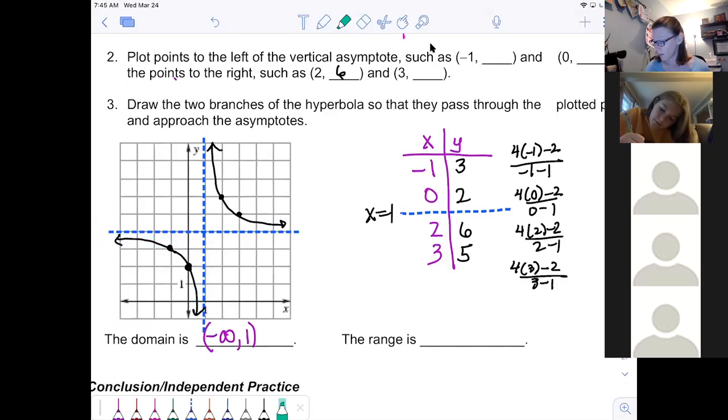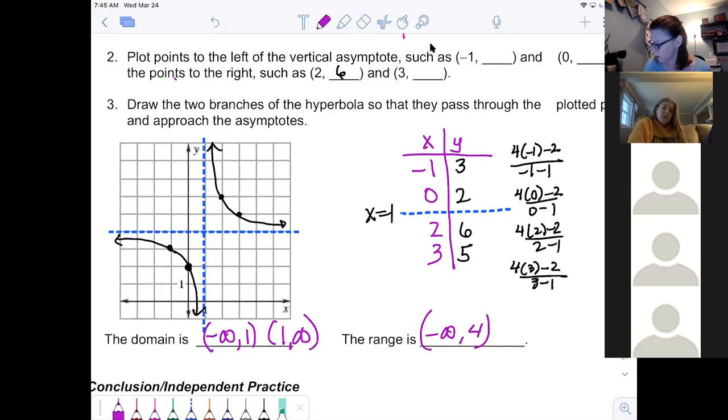And then if I get the other branch, it's starting at +1 and it curves forever to positive infinity. So from 1 to infinity. So that would be our domain. Ava R., do you think you could do the range? Would it be negative infinity to 4 and then 4 to infinity?